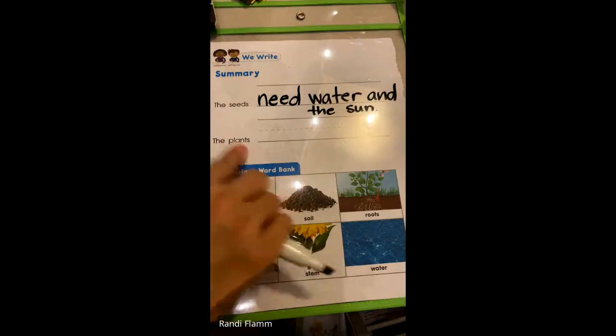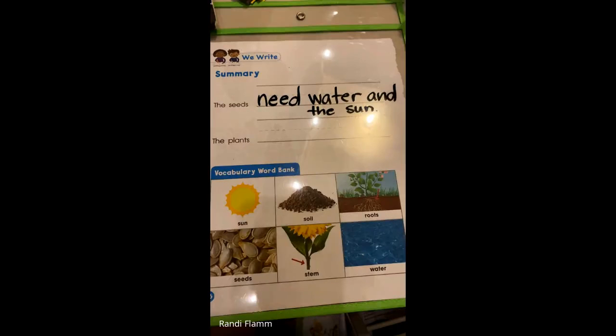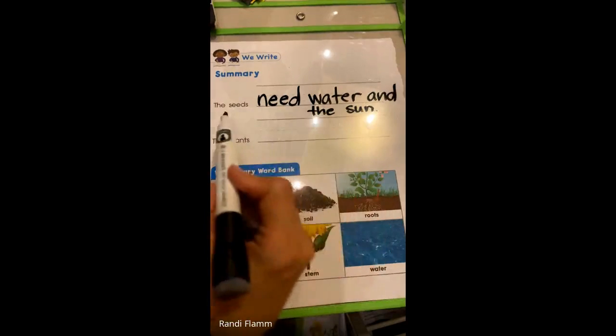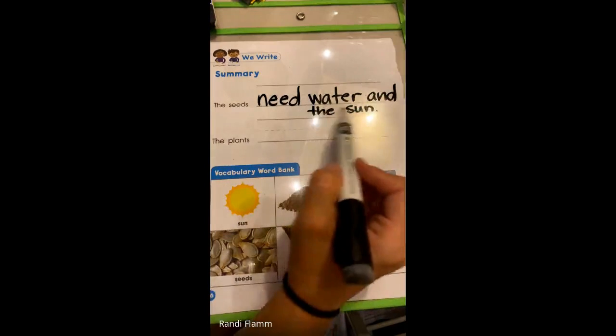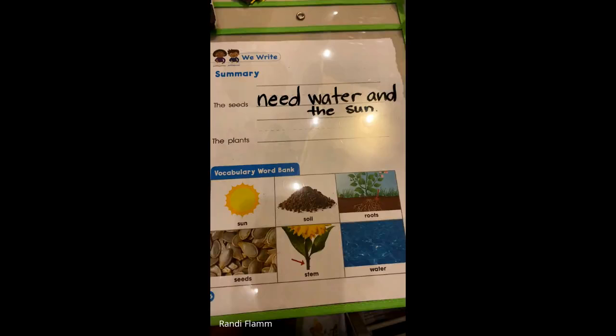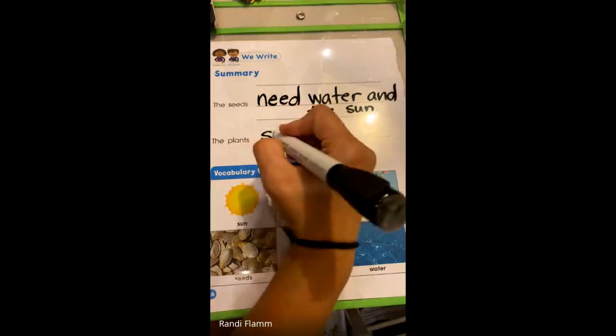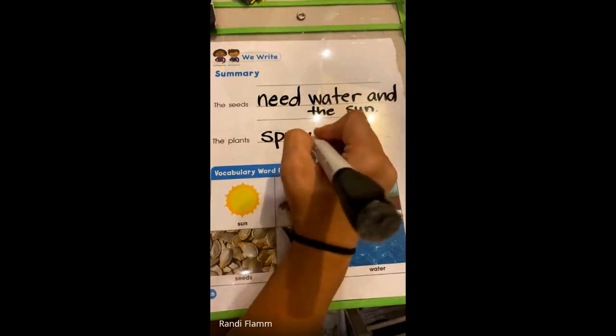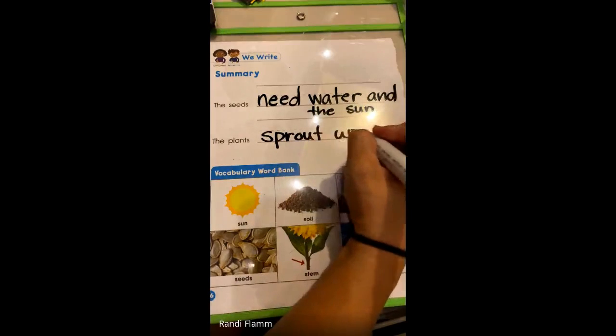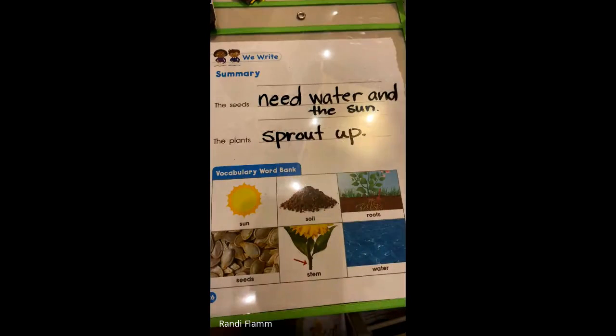Next, it says the plants. Feel free to pause this if you're still writing and you need to finish your writing. So you can say whatever you'd like about the seeds. I chose the seeds need water and the sun. All right, the next one is the plants. The plants, what? The plants sprout up. Period at the end.